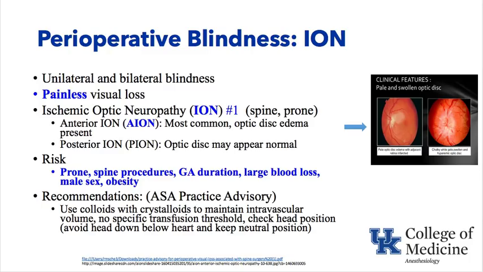The risk of ION goes up with prone procedures, spine procedures, long general anesthesia with a large amount of blood loss, male sex, and obese patients. These are the classic risk factors. The recommendation from the American Society of Anesthesiologists Practice Advisory is to mix some colloids in with your crystalloids to maintain your intravascular volume. There is no specific transfusion threshold, although we worry that as someone gets anemic, there won't be as much oxygen content and oxygen delivered to the back of the eye, for example.